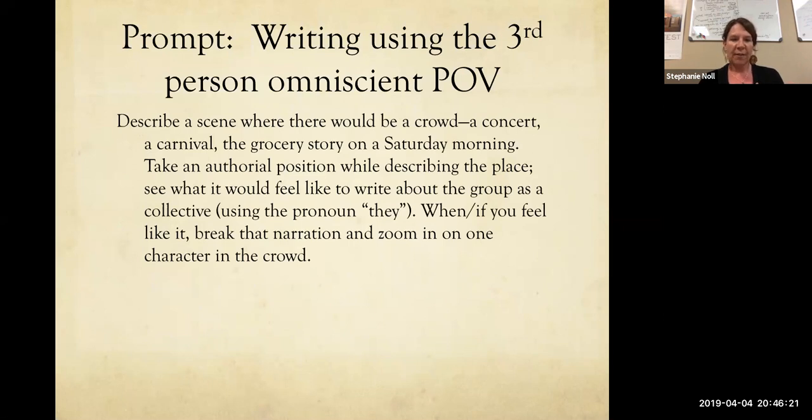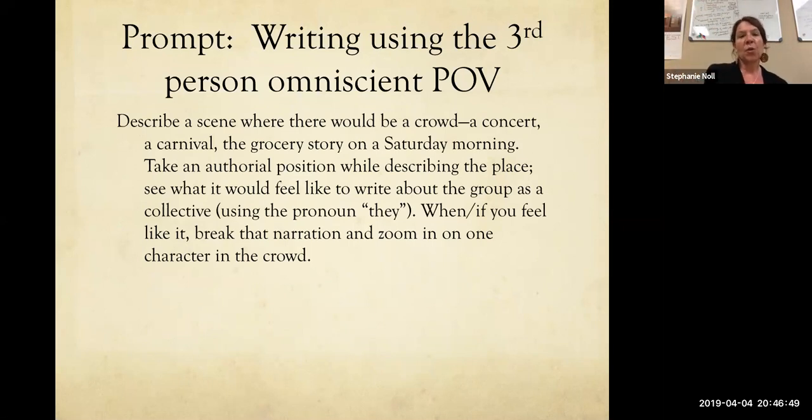reading Ben Fountain's book. So if you wanted to try to write in the third person omniscient point of view, you would describe a scene where there would be a crowd, a concert, a carnival, the grocery store on a Saturday morning, and take a more authorial position. And I keep doing this with my hand because that's how I see it. It's like somebody who's taken the roof off of the HEB and is looking in on all these people. And you're describing that place.